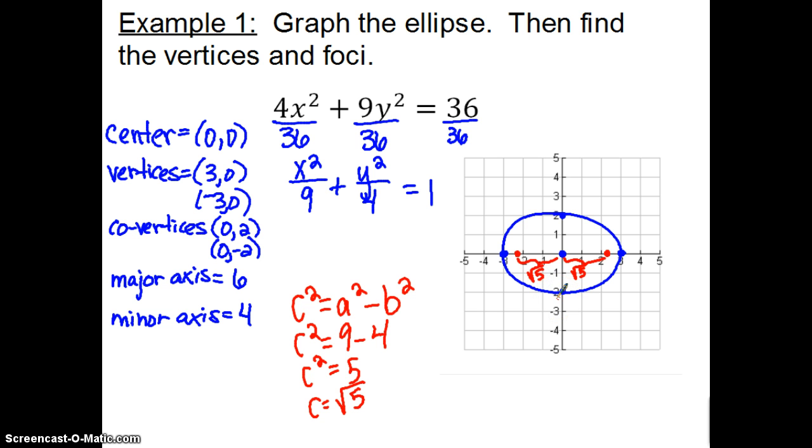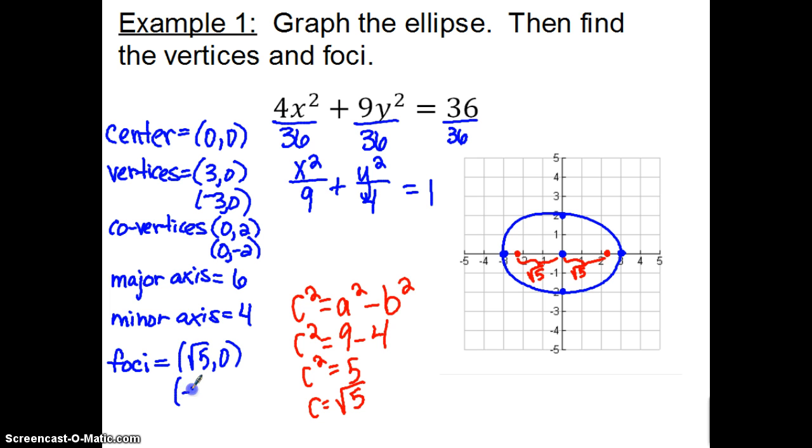So if I'm writing those coordinates for the foci, the first one, let's do the one over to the right, doesn't have a coordinate of (0, 0). It has a coordinate of (square root of 5, 0).